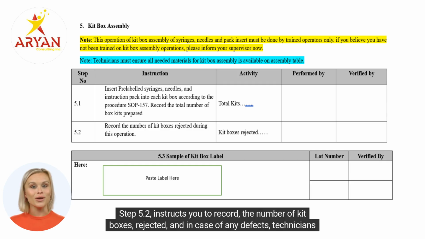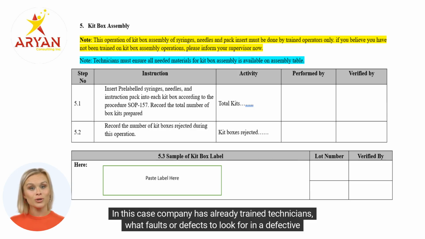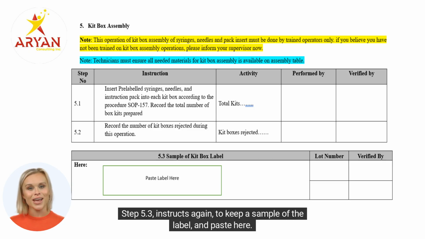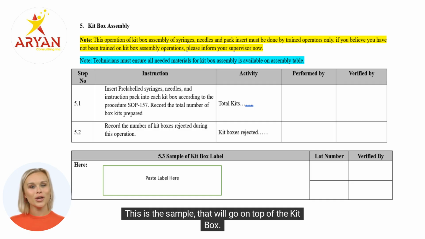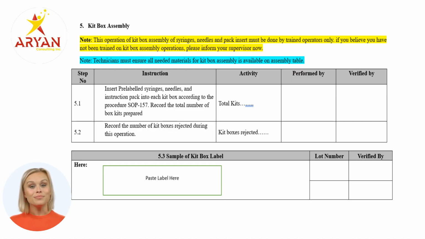Step 5.2 instructs you to record the number of kit boxes rejected, and in case of any defects, technicians are asked to act according to the same procedure. In this case, the company has already trained technicians on what faults or defects to look for in a defective kit box. Step 5.3 instructs again to keep a sample of the label and paste it here. This is the sample that will go on top of the kit box. We have done a similar step where we kept one sample label out of all the labels which were placed on the syringes in the previous step. This is a part of traceability. That's all till this step.